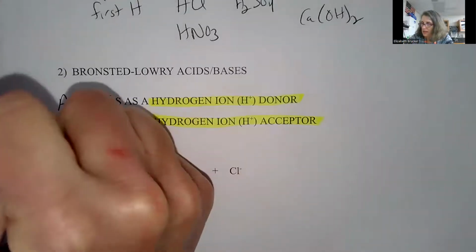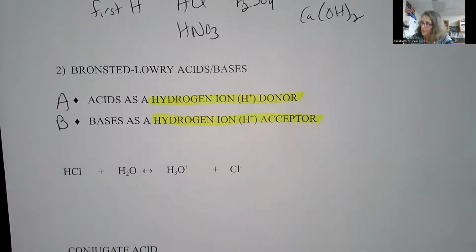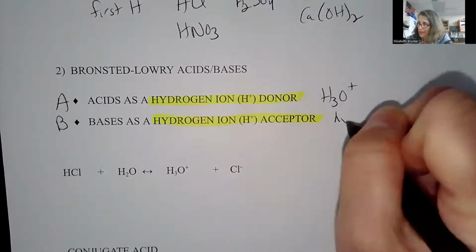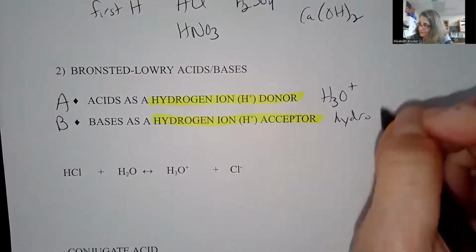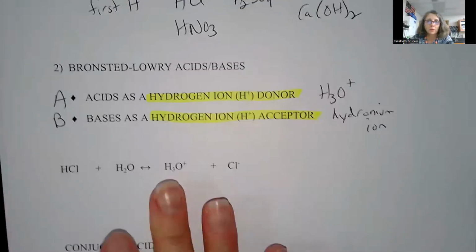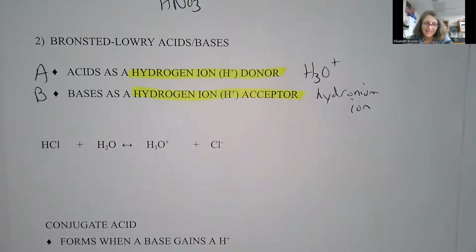Acid is going to be abbreviated A, of course, and base is going to be abbreviated B. Another definition that you're going to need to know is that H3O+ is called hydronium ion. Again, there are some vocabulary words that you're going to have to be familiar with. For Brønsted-Lowry acids and bases, you're going to have to look at an equation and figure out who is donating and who is accepting.